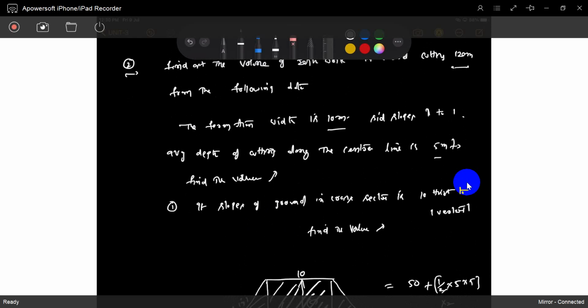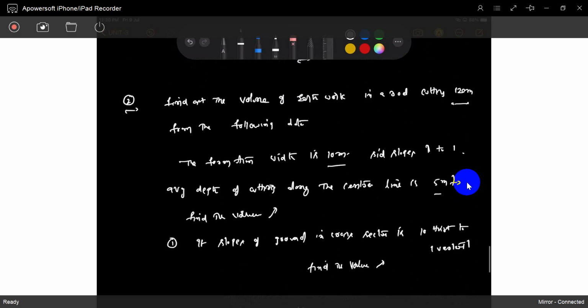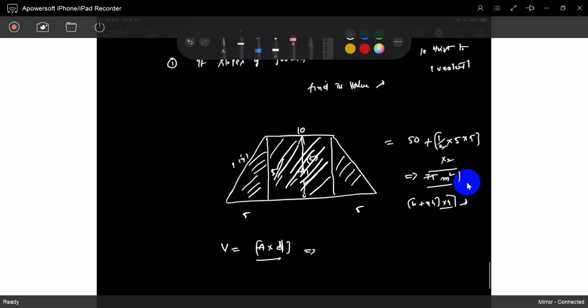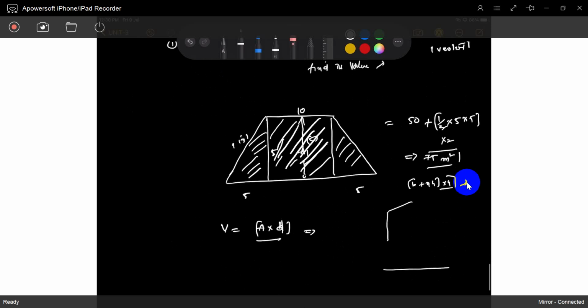So the interval distance is 120 meters. 120 meters is the total length. So if you see, the area is the same everywhere, because he gave that average value.